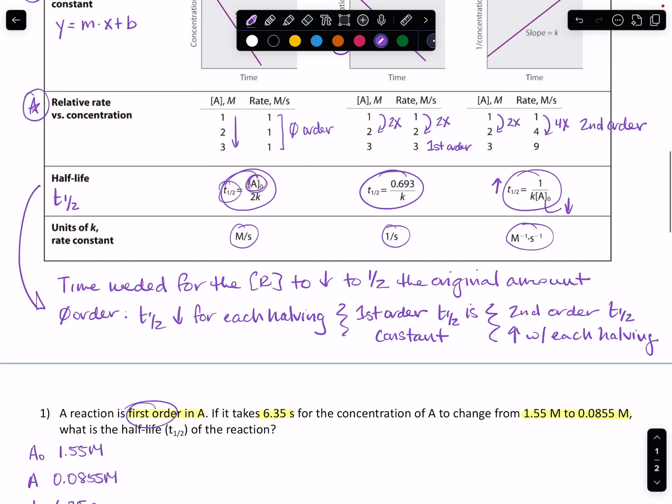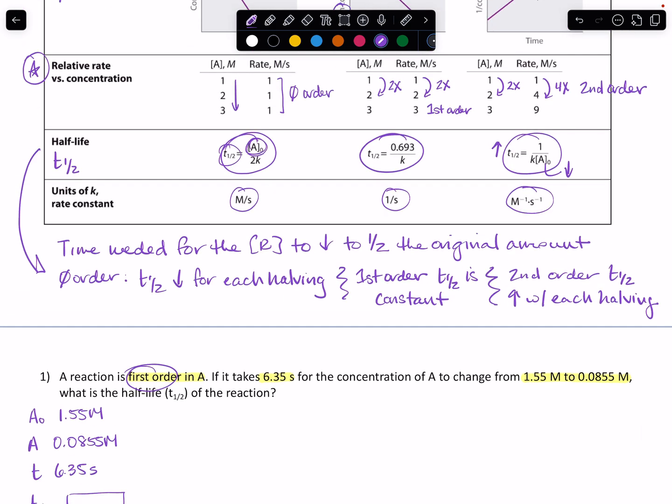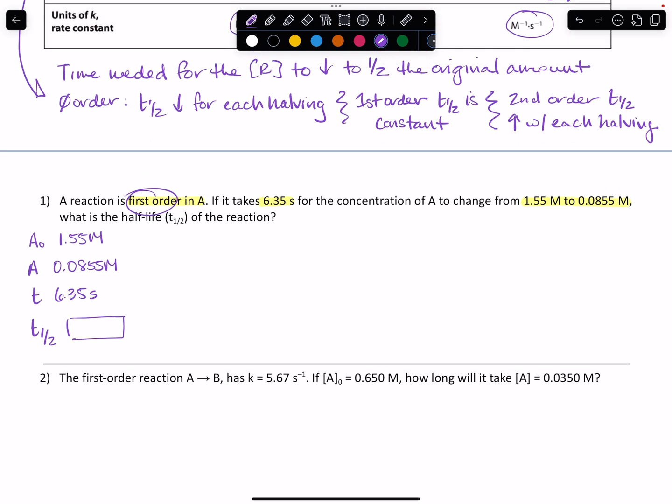And it's first order. All right, so if I look back up at my table, the half-life for a first order reaction depends on K, which I don't have. So the first thing I'm going to have to do here is calculate K. So I know that the natural log of A equals the natural log of A naught minus K times T. All right, so what that gives me is the natural log of 0.0855 divided by 1.55 equals, sorry, messed that up, negative K times 6.35 seconds.